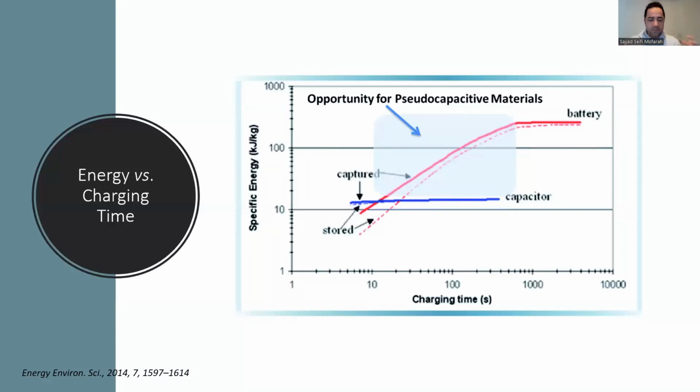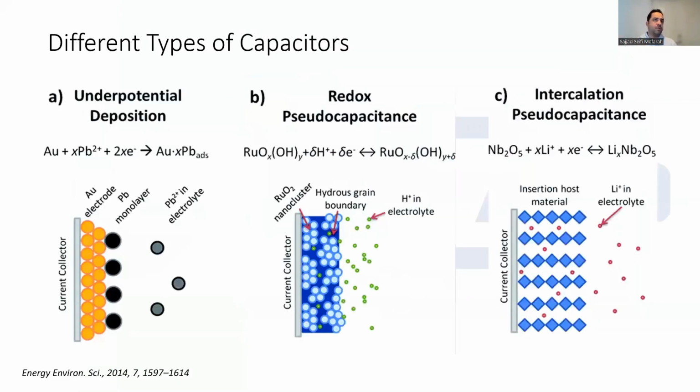And in between batteries and supercapacitors, or EDLCs, we have pseudocapacitive materials. Pseudocapacitors have much higher specific energy compared to supercapacitors, but lower power density or charge and discharge rate. They have lower specific energy compared to batteries, but much better power density or charging time compared to batteries. So today's presentation is about pseudocapacitive materials. And we have different types of pseudocapacitance here.